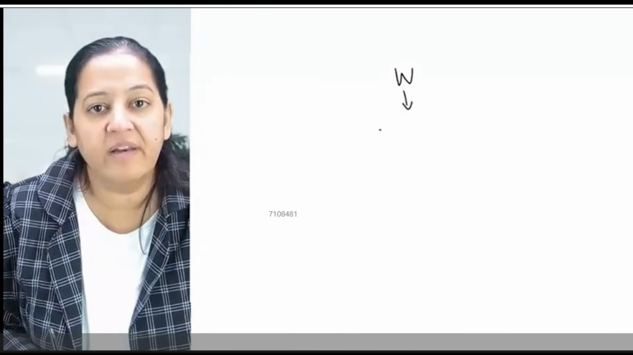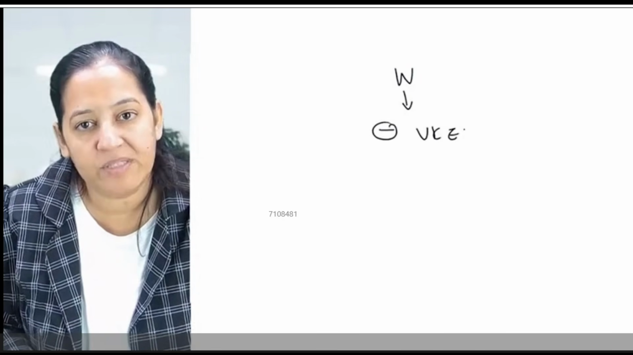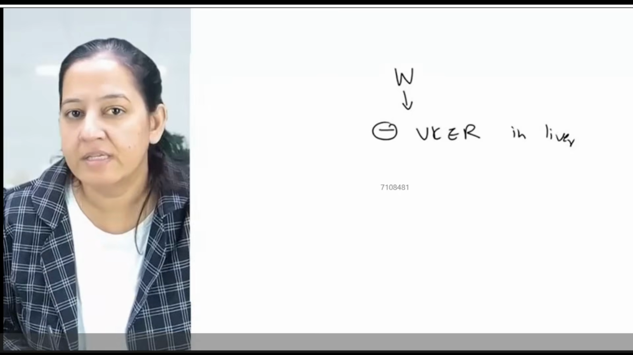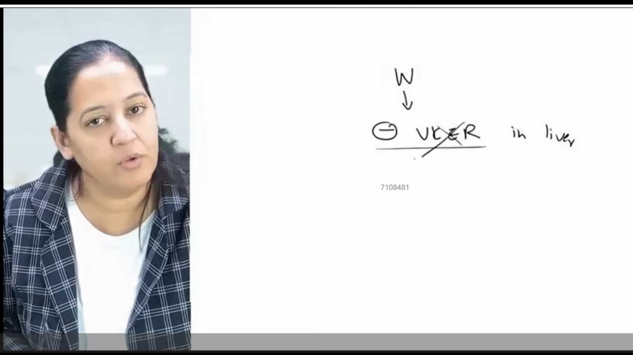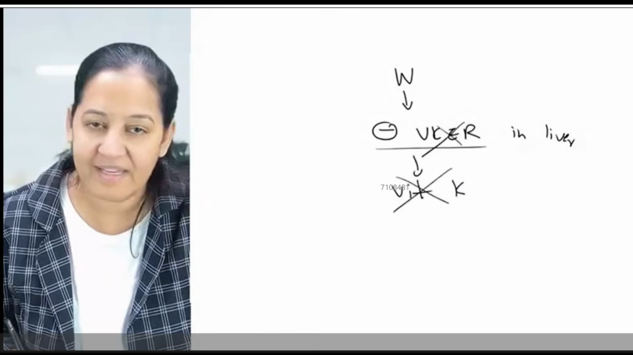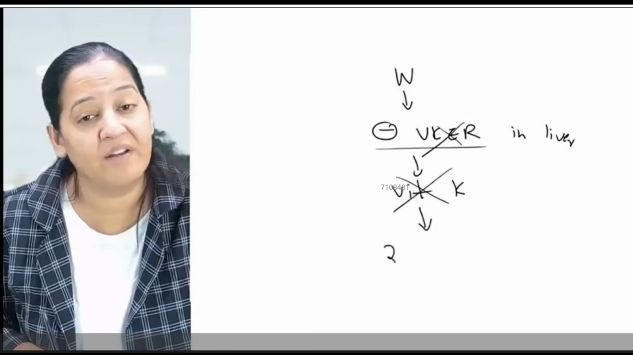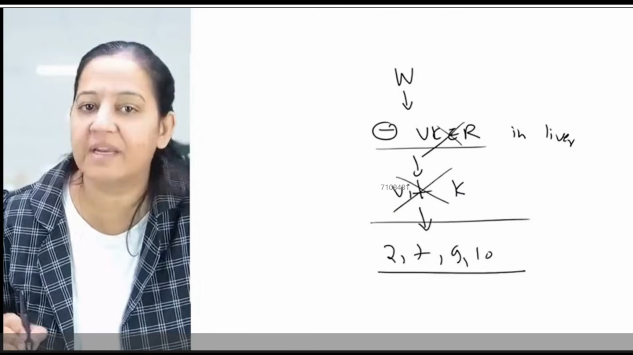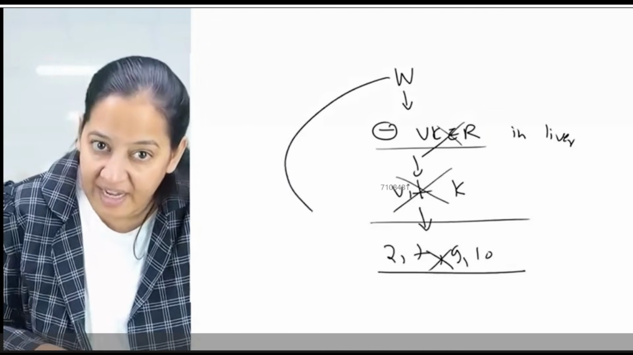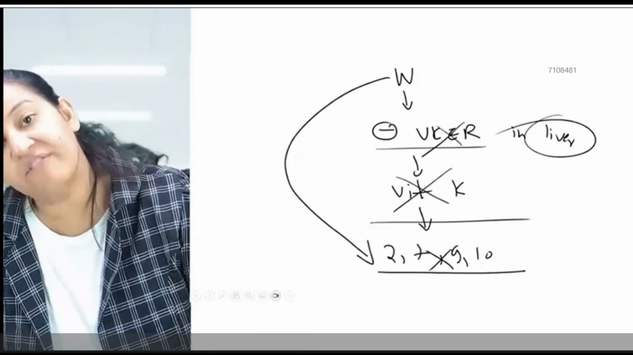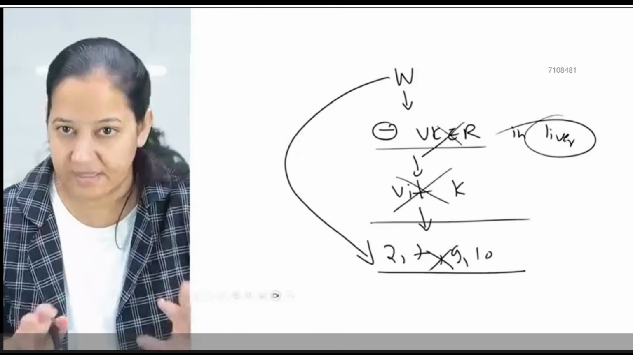Warfarin inhibits vitamin K epoxide reductase in the liver. Since this enzyme does not work, it does not convert inactive vitamin K to active vitamin K. So vitamin K is not activated. Since vitamin K is not activated, 2, 7, 9, 10 will not be activated, because vitamin K is required for the activation of these four. So basically warfarin indirectly inhibits 2, 7, 9, 10 in the liver. But warfarin does not affect the preformed 2, 7, 9, 10. This is the mechanism of action.